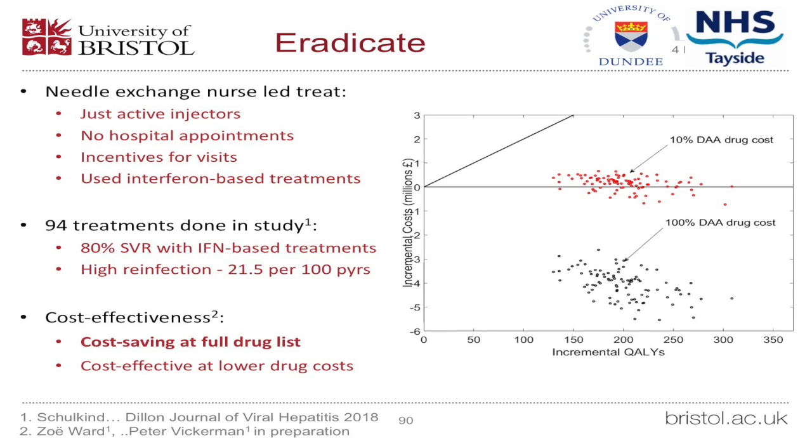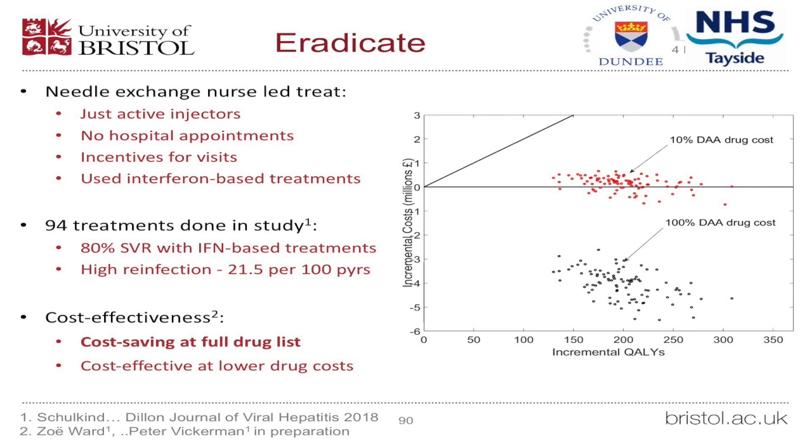And they had incentives for visits to try and keep them coming. But those incentives weren't great. It was giving them things like a protein drink and things like that. It wasn't big things. And some shopping tokens. And what this intervention found, it managed to treat 94 people during the period of the intervention. It achieved an 80% SVR, which is quite impressive for interferon-based treatments.